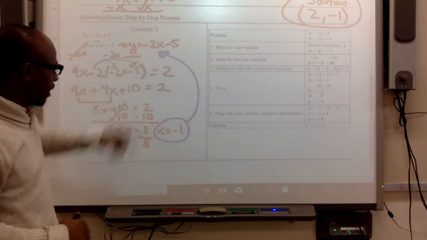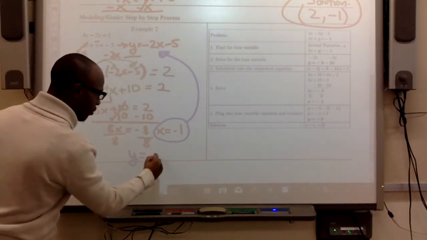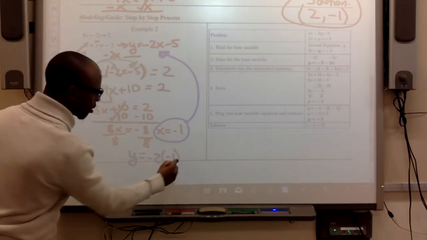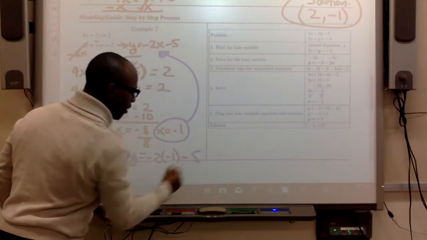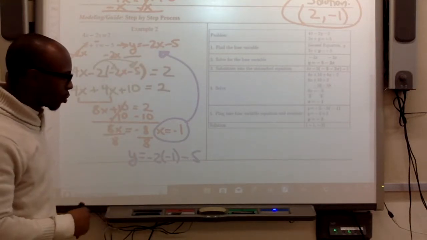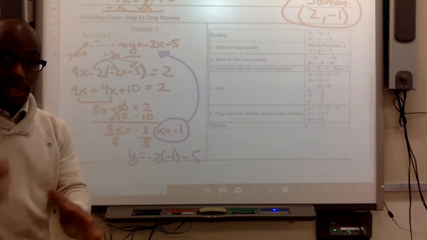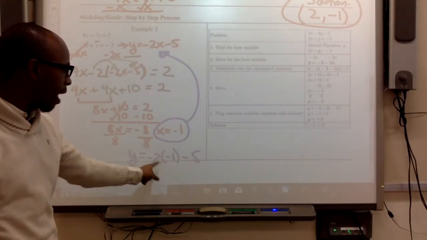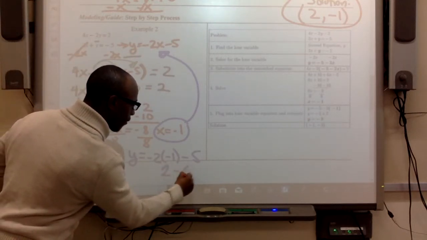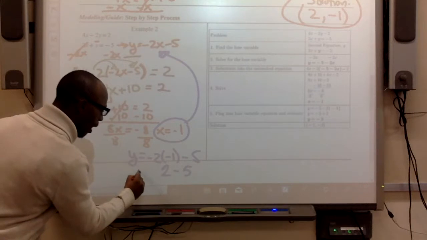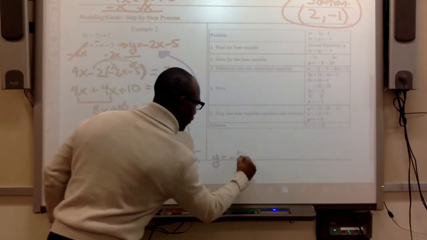So now if I plug it in here, y is equal to negative 2 times x, which I'm going to substitute with negative 1, minus 5. If you solve this correctly, negative 2 times negative 1 gives you a positive, because a negative times a negative gives you a positive, so that's a positive 2. So I get 2 minus 5 here. And that's what y is equal to. So y is going to be equal to negative 3.